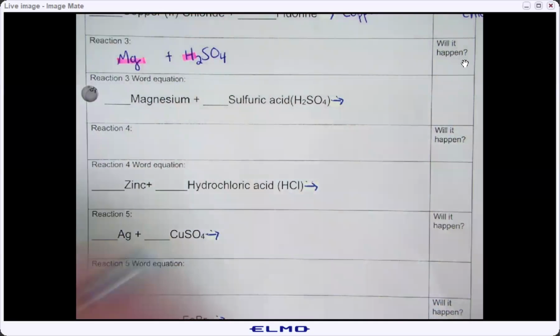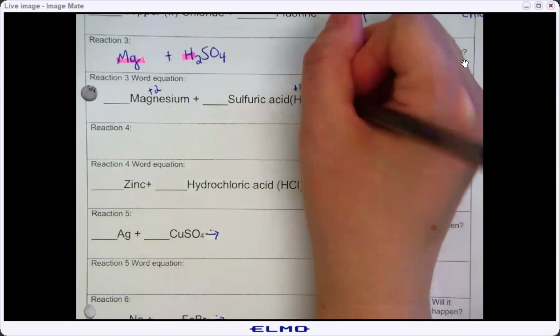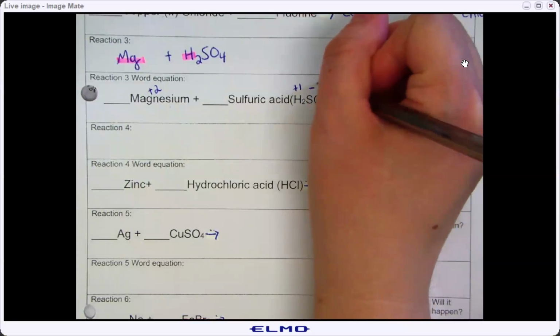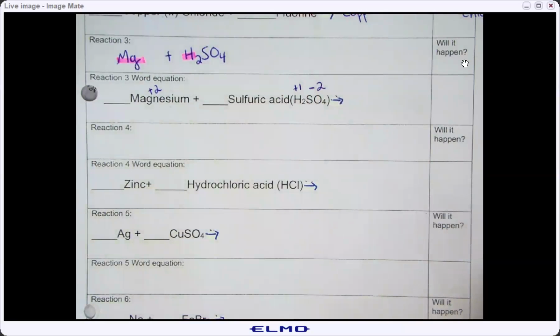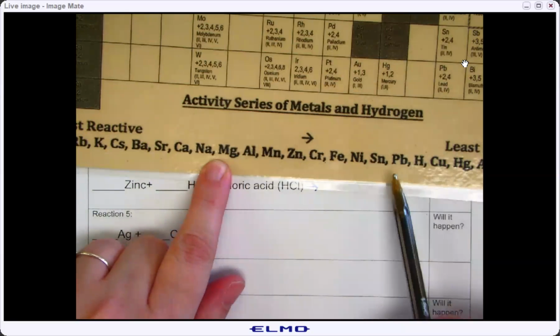If I look, magnesium is a +2 charge. Hydrogen, in this case, because it's coming first, is a -1, and then sulfate is a -2. This is important to know because anytime a reaction does go forward, we need to remake formulas based on their charges. So looking here, we would see magnesium compared to hydrogen.